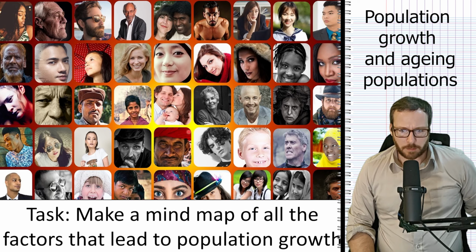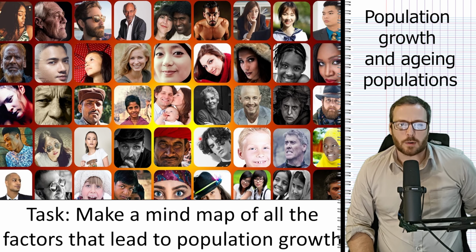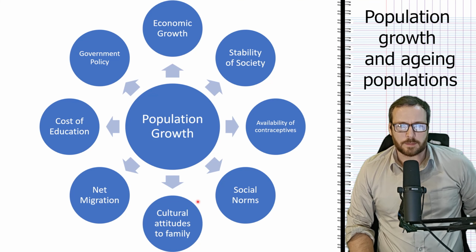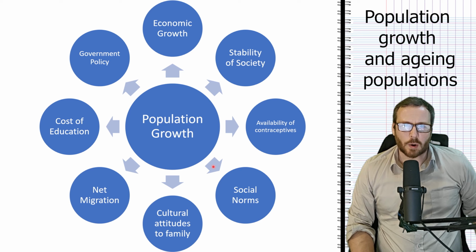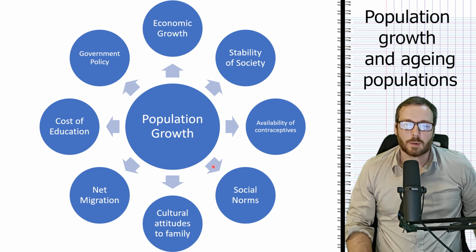All right, so quickly make a mind map of all factors you can think of that leads to population growth. Let me show you it. All these things that we studied before. Make sure you've got all these in the brain. Okay, pause the video if you want to.